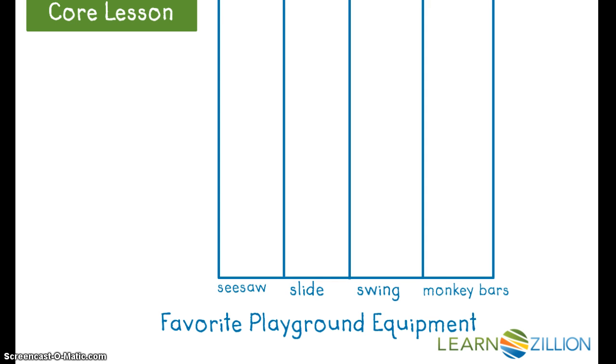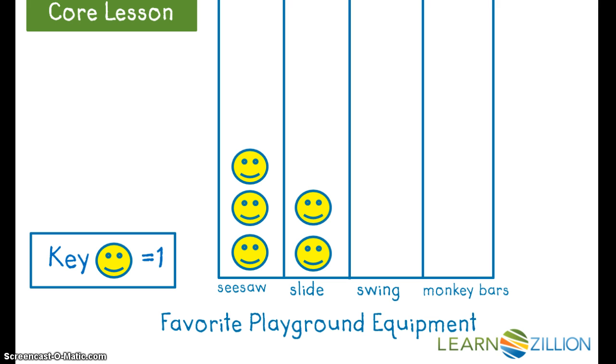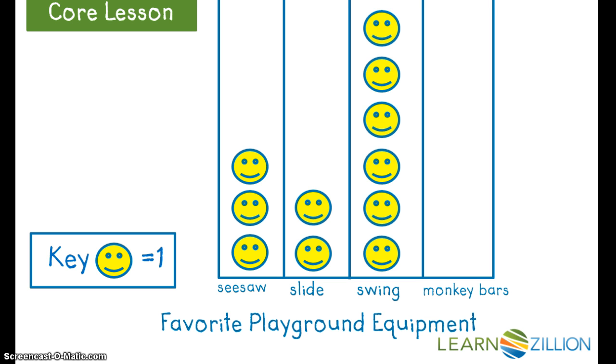Now we're going to take a look at another picture graph. This one probably looks familiar. Favorite playground equipment. I have my categories seesaw, slide, swing, monkey bars, and the very important key, each smiley face represents one vote for that favorite playground equipment. So I see that 3 students chose seesaw, 2 voted for the slide. How many voted for the swing? 6, that's right. And how many voted for monkey bars?